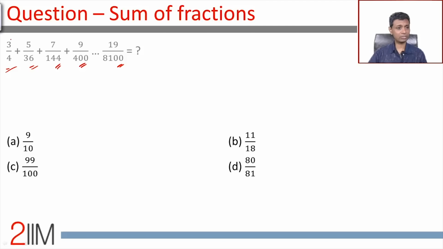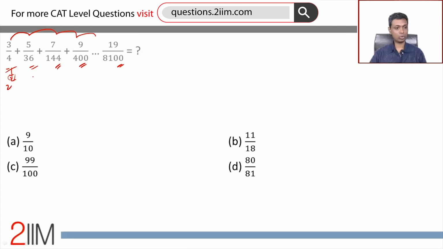The numerator is simple enough: 3, 5, 7, 9. That's doable, no rocket science there. The denominators are 2 square, 6 square, 12 square, 20 square, all the way to 90 square. We have to find a pattern: 2, 6, 12, 20 and so on, and 90 also sits in this.